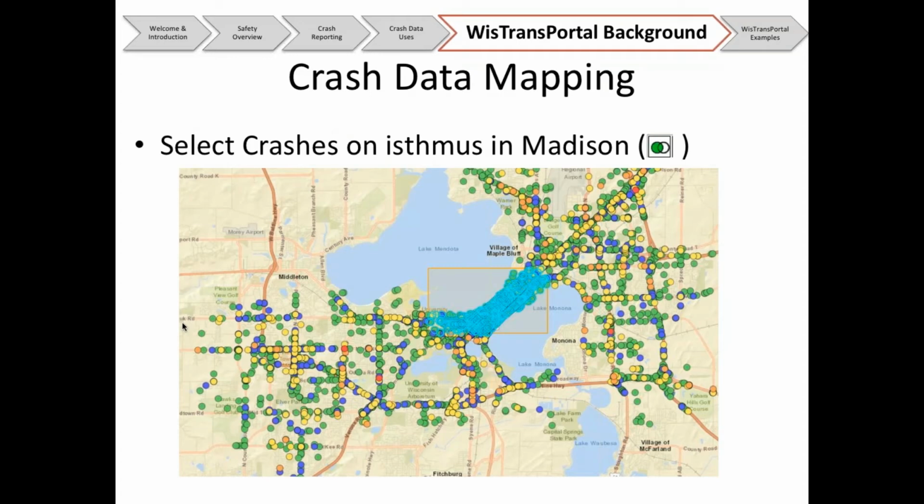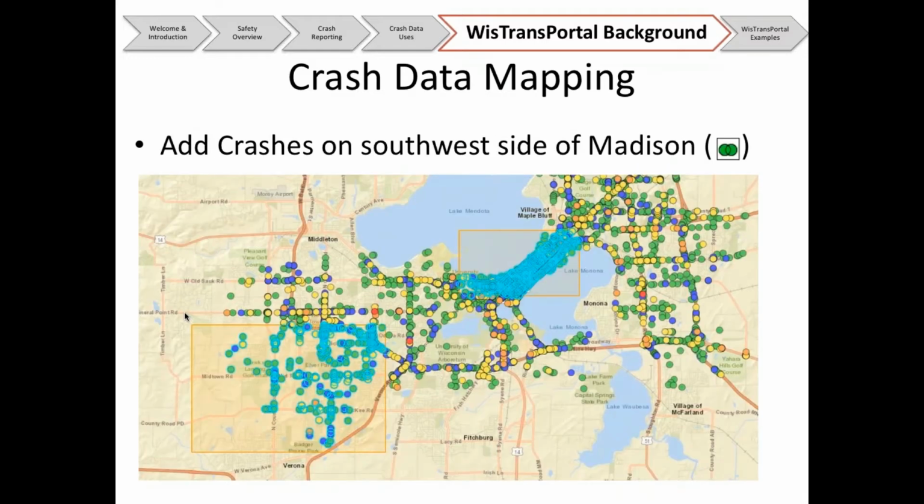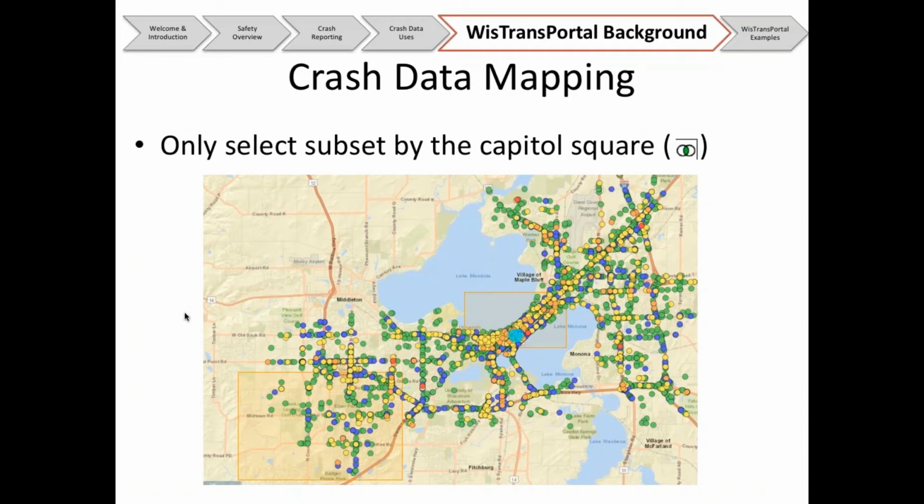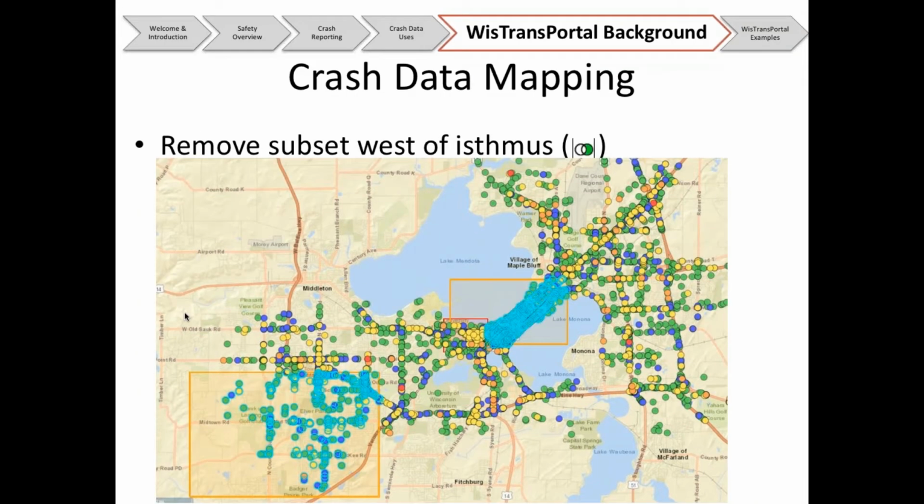So I can select the crashes on the Isthmus by doing a rectangle there. I can then also add the crashes on the southwest side of Madison that way, so then I can download this and look at this. So maybe I'm looking for a bus route, or I'm looking for different types of characteristics. I might want to do different locations in a city or a county. If I then wanted to only look at the Capitol Square, I can select a subset of that by just selecting that Capitol Square. So again, I can look at different options here. And then also I can remove sections based on it, depending on what I want to do.